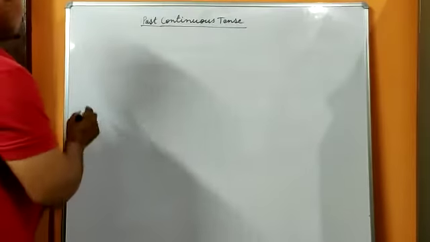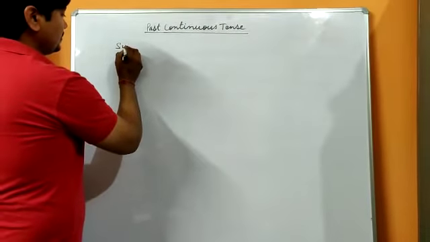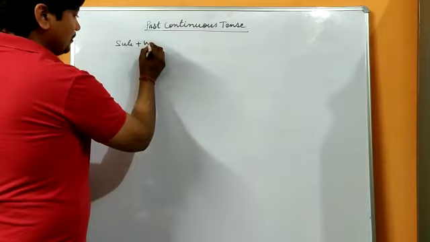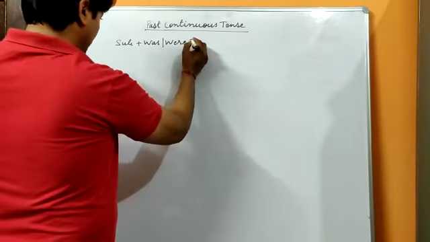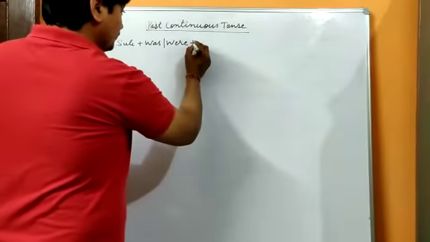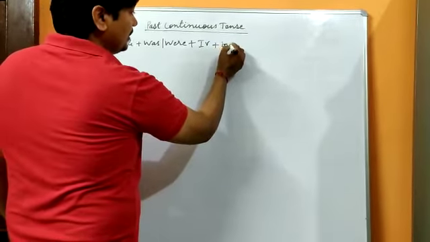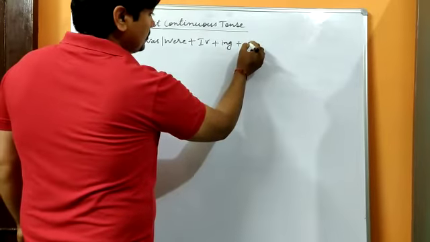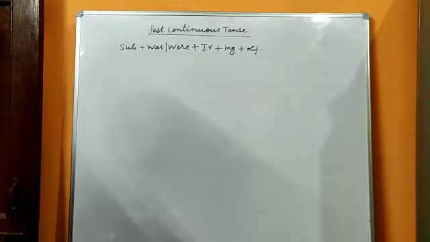First of all, students, you must know what is the structure of past continuous tense. The structure is subject plus was/were plus first form of verb plus ing plus object. This is the structure of past continuous tense.